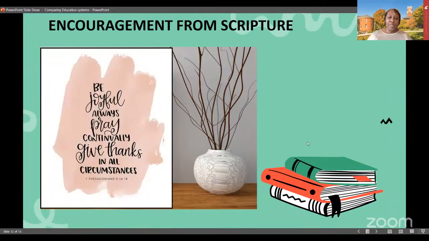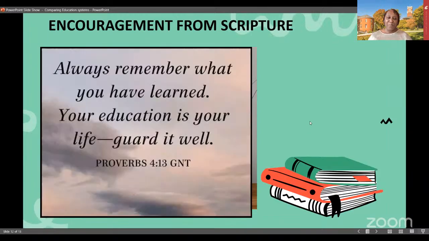And then again, 1 Thessalonians 5:16-18: "Be joyful always, pray continually, give thanks in all circumstances." We tend to always quickly blame ourselves, forgetting to give thanks that we are able to even breathe in the moment. And prayer moves mountains. So let us always pray and give thanks. That gives us that peace.